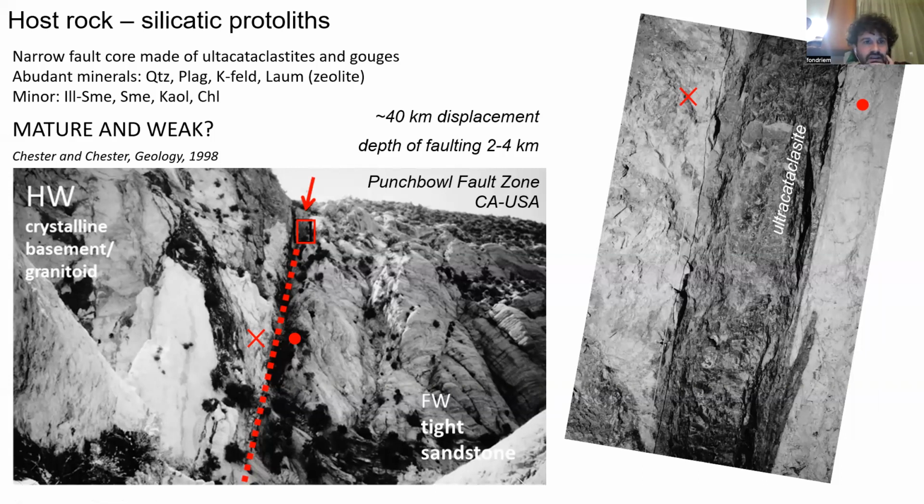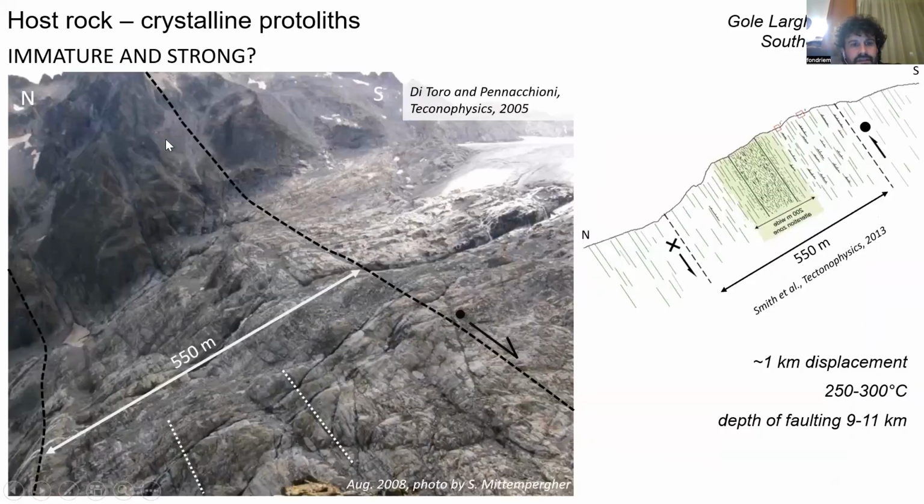Then you can have a guess of how the structure of a fault zone is instead down in the same kind of host rocks, so again granitoid rocks, but much deeper in the crust. Here we have a fault, which is a transpressive fault in the southern Alps of Italy, inside granitoids.